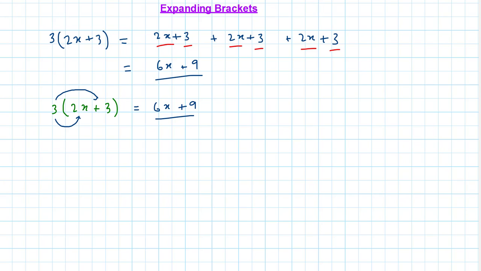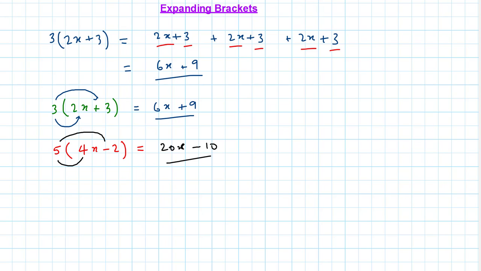Let's just do a second example, to show the same logic. So imagine I've got 5 lots of 4x minus 2. Once again, my idea is I multiply everything inside the bracket by the number outside it. So 5 times 4x is 20x, and 5 times negative 2 is negative 10. So I get 20x, take away 10. Apologies for my x there.